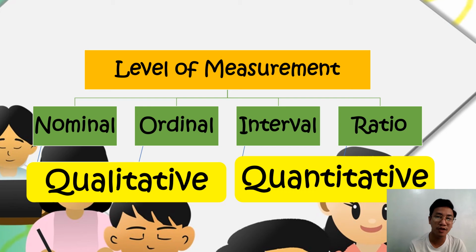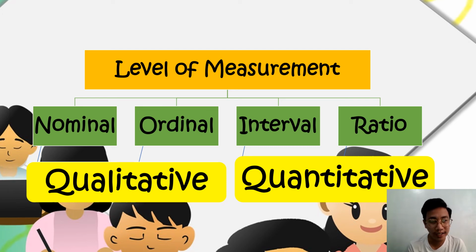Another example of nominal variable is hair color. Just name it. Black, brown, red. Eye color, brown, black, blue. The mode of transportation. Just going to ride it on a jeepney, taxi, car, van. Those are nominal variables.